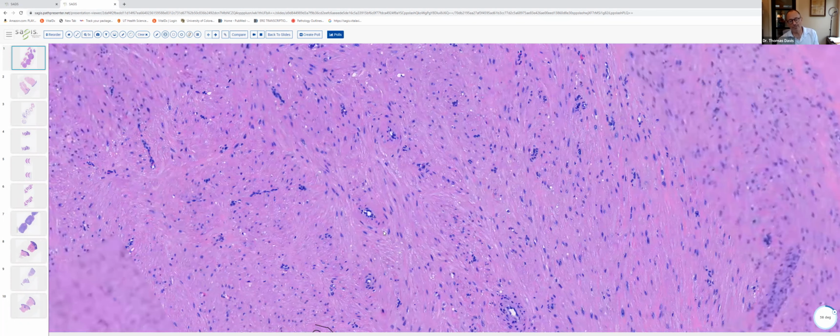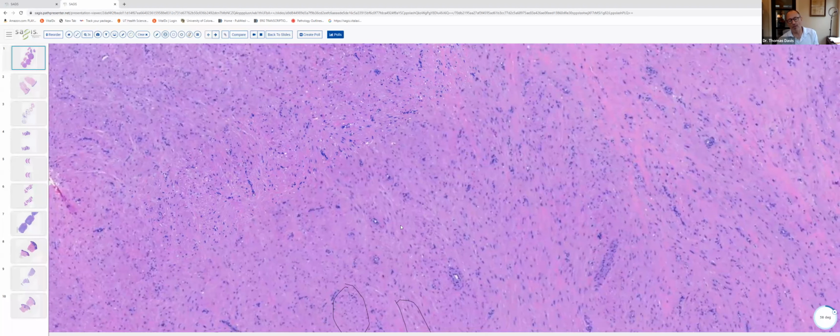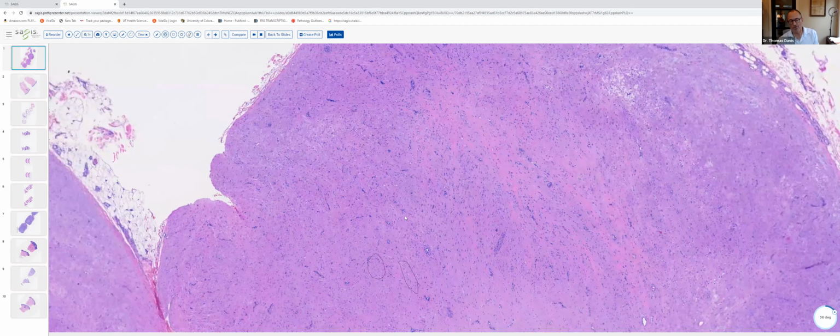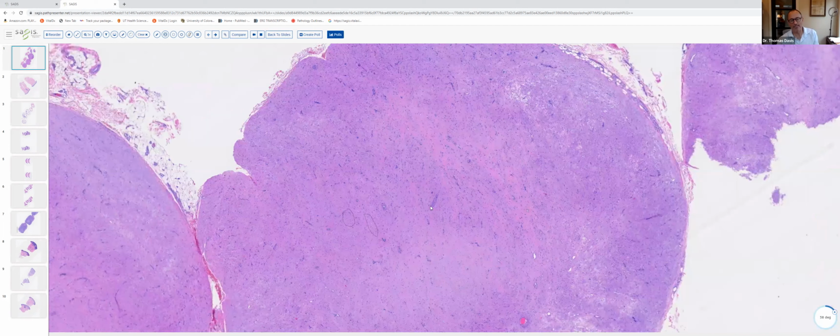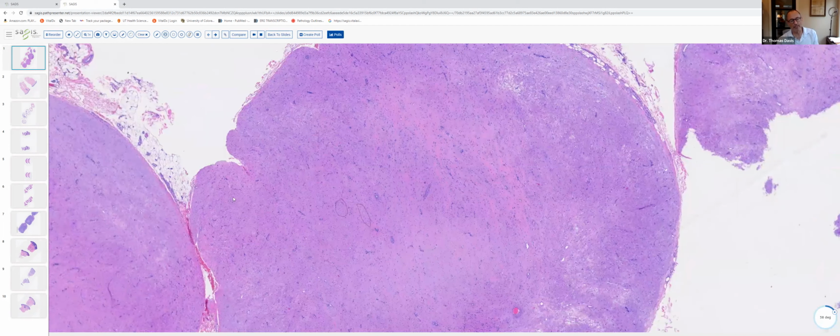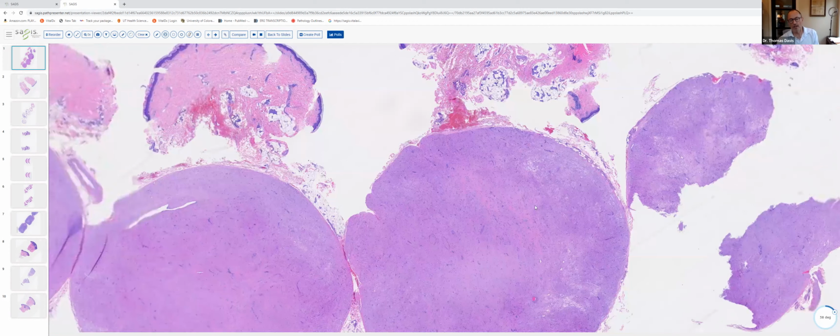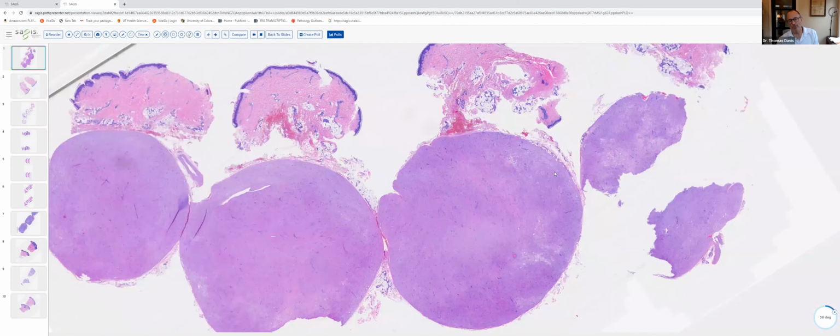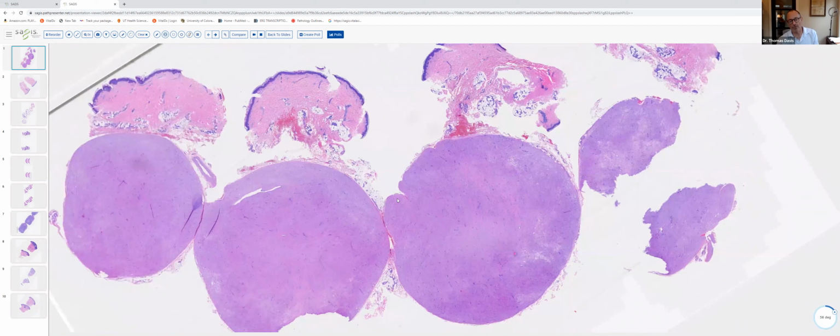The correct diagnosis in this case is an angioleiomyoma, and we could confirm that with the use of a smooth muscle actin stain, which would highlight the cells comprising this lesion. The angioleiomyomas tend to be very well circumscribed. They're usually located in the subcutaneous tissue, and the distal lower extremity is a common location. These tumors can be painful.